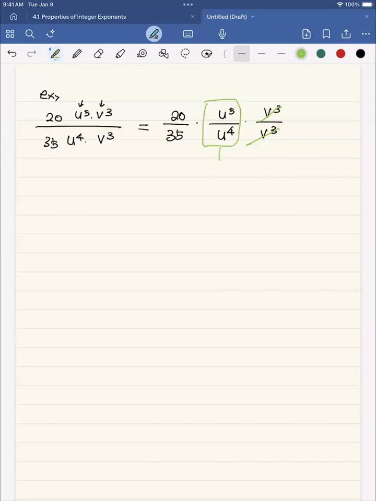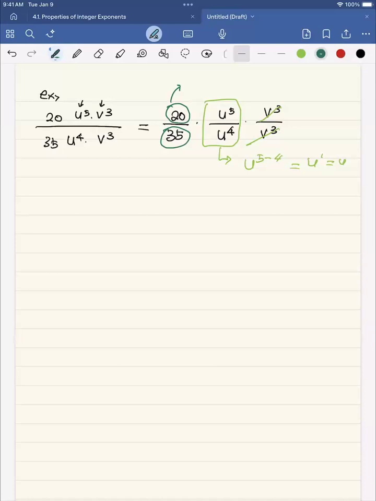For this part, this one is u to the 5 over 4, 5 minus 4. Then that is u to the 1 power, which is u. And then we want to think about the next one, the number. We want to simplify it, because Alex will not accept the complex answer. So we have to reduce it as much as possible.